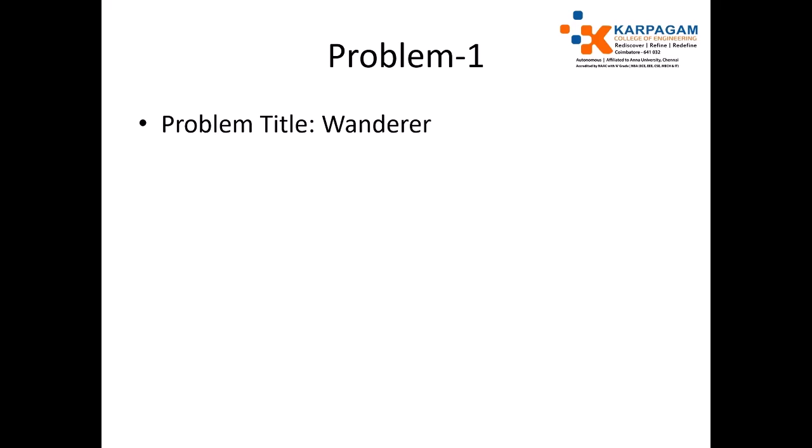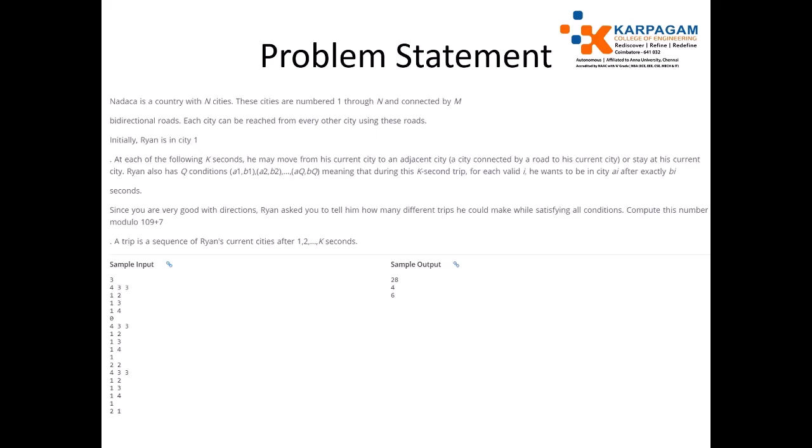I start with the first problem. The first problem title is Wanderer. I read the problem statement. Nadasa is a country with n cities. These cities are numbered 1 through n and connected by m bidirectional roads. Each city can be reached from every other city using these roads.